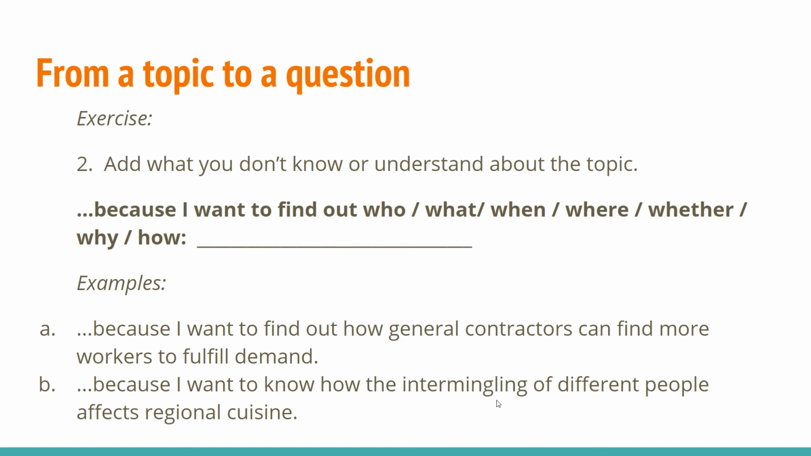So that tells you why you want to learn about this, or what you don't understand yet, and you want to learn more about. So the example B was about Mexican cuisine influencing Texas foods. So B could be, because I want to know how the intermingling of different people affects regional cuisine. So here you're just stating what you don't know or what you don't understand yet about a certain topic.